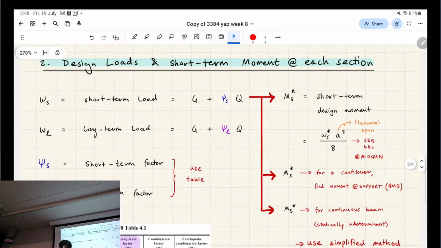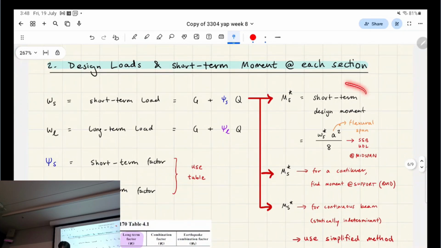Okay. So short term design moment. We have to calculate the bending moment essentially, but instead of with your exaggerated W star, we use this W star S, which is our under exaggerated load combination, right? We use the flexural span, just like before, for a simply supported beam. Everyone remember what the flexural span is?